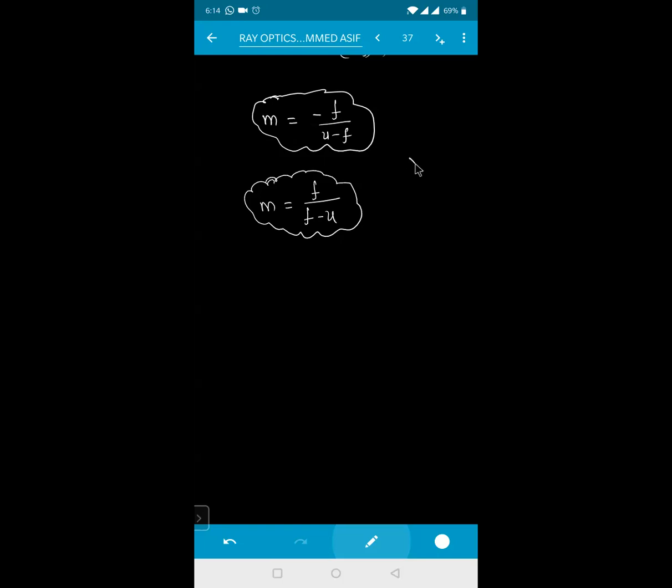And make sure that for the mirrors, whatever your given condition, everything above the principal axis we take as positive, and below the principal axis we take as negative. And all the distances are again measured from the pole. Is it clear for everyone?